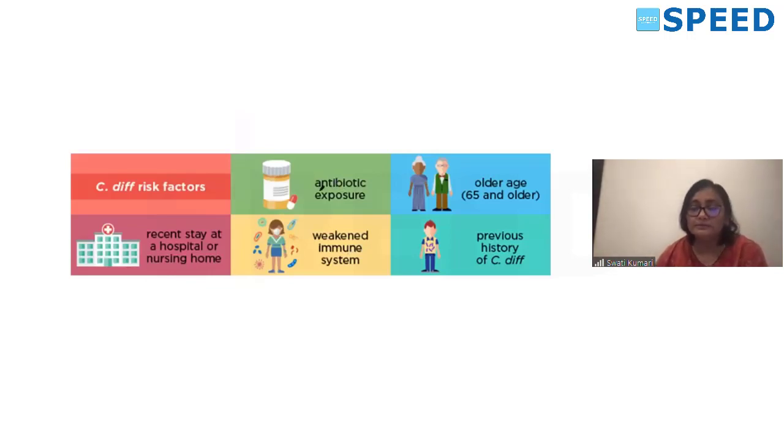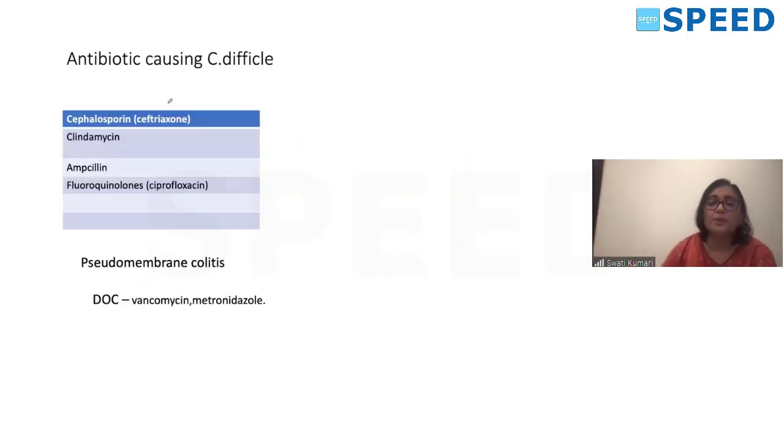Okay, coming to third, Clostridium difficile. A very important question you get in MCQs; plenty of MCQs come from this. What are the risk factors for Clostridium difficile? Long use of antibiotics, elderly age group, weakened immune system, longer stay in the hospital, and a previous history. The most important antibiotic involved is ceftriaxone, a cephalosporin, apart from clindamycin, ampicillin, ciprofloxacin. It leads to pseudomembranous colitis. The treatment of choice for pseudomembranous colitis is vancomycin and metronidazole.